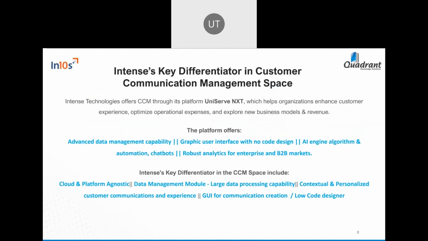So in terms of capability, the In10s platform offers advanced data management capability, a graphical user interface with no-code design, AI engine algorithms and automation that will help improve decision making, and robust analytics for the enterprise and B2B markets. Use cases, yes, with every technology come use cases. The CCM offering from In10s can be used with contact center analytics to drive brand loyalty for an enhanced customer experience. It can be used for ad space monetization for cross-selling and brand partner marketing, and again, hyper-personalization for better customer engagement.